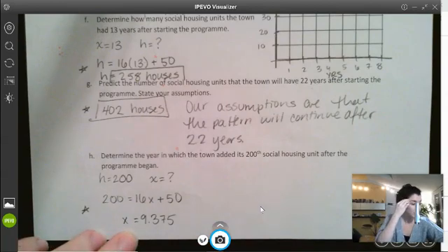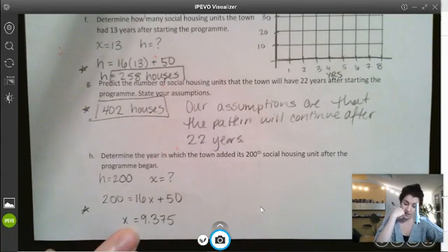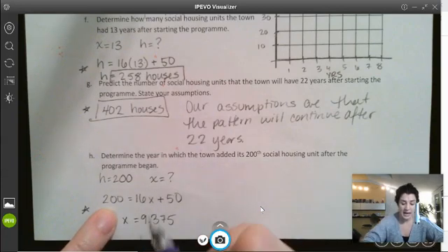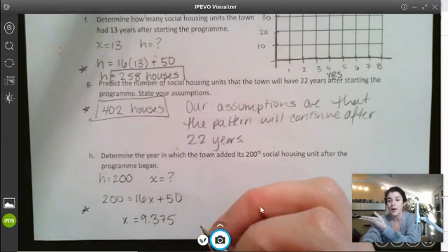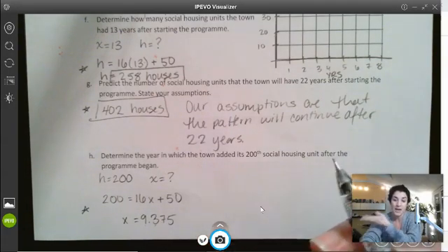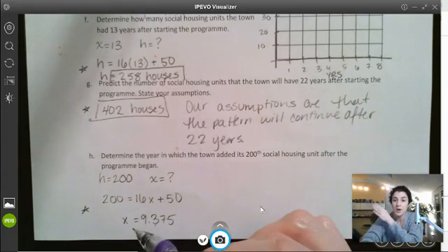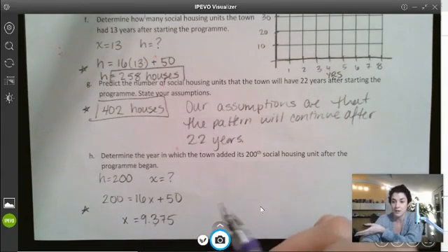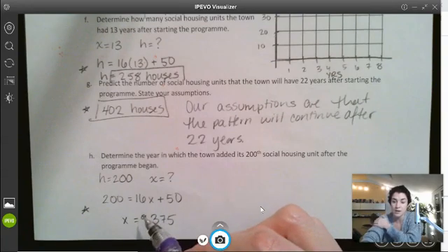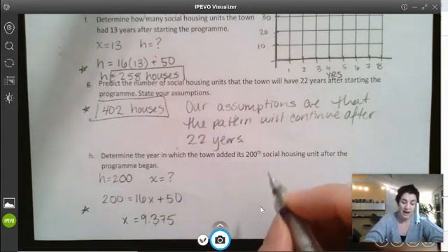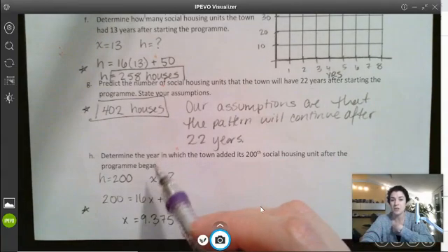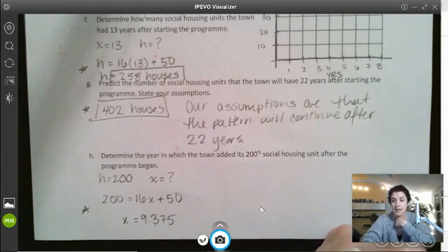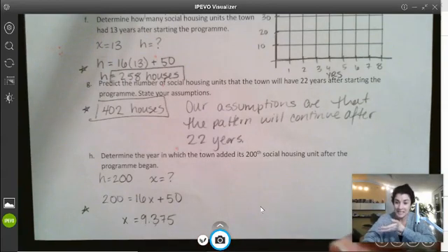9.375, which means that we hit 200 after the 9th year, right? 9.3 means that we've already passed our 9th year and now we are into our next year, which is our 10th year. We haven't completed the 10th year, but we are in the middle of our 10th year. We have completed our 9th year. So then we'll say either after the 9th year or during the 10th year. And it says determine the year in which the town added. So it's after the 9th year, it's in the 10th year.